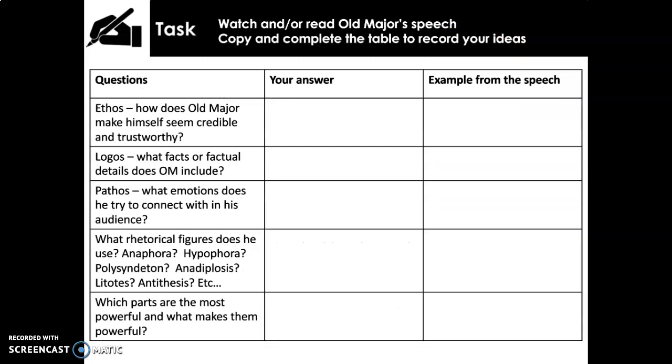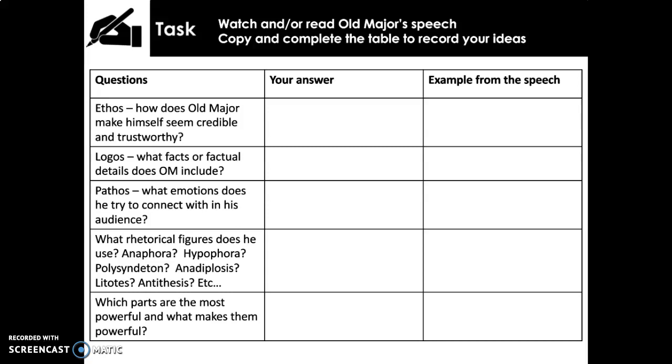So our main task, though, is going to be to copy and complete the table to record your ideas as we watch and or read and reflect on the speech. You might have watched it and now you're coming back into the lesson thinking, what was that about, miss? Or you might be going to do this task, see what the task is first, and then go and watch it afterwards. So we can see here, we've got a table that we're going to copy and complete.